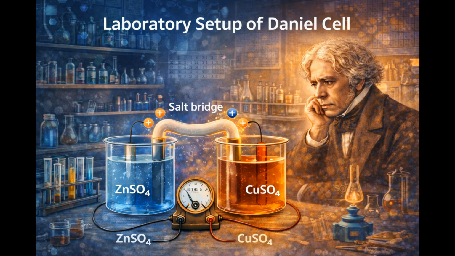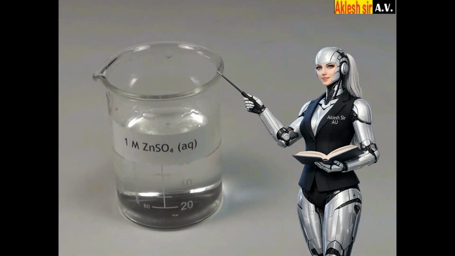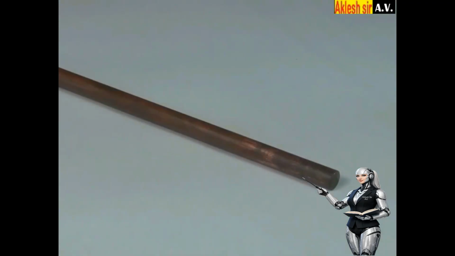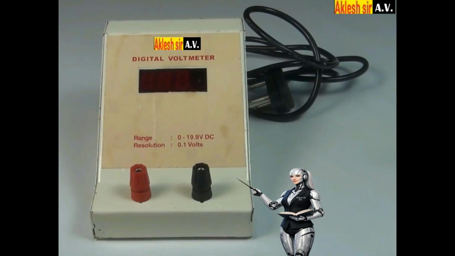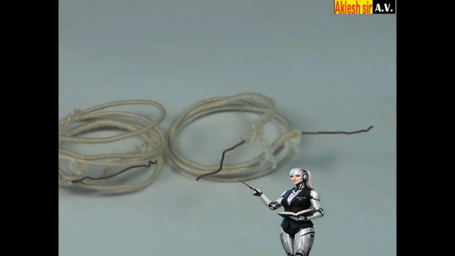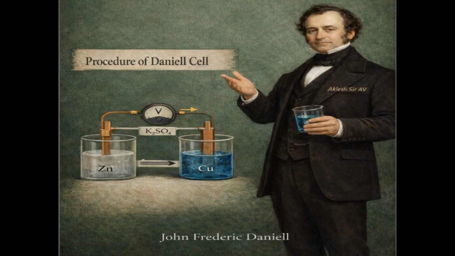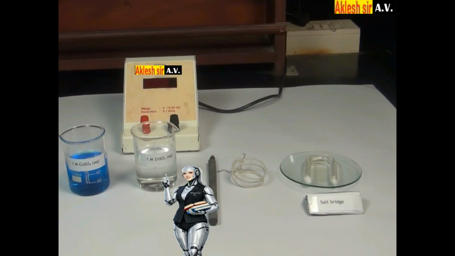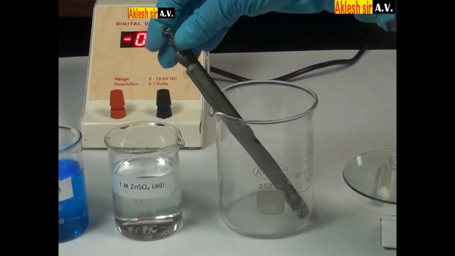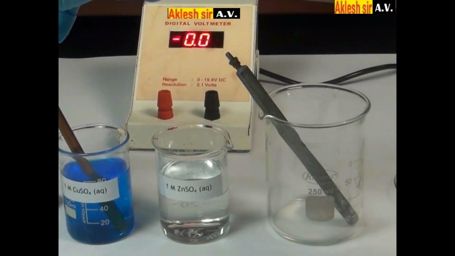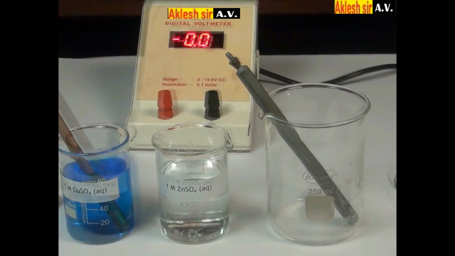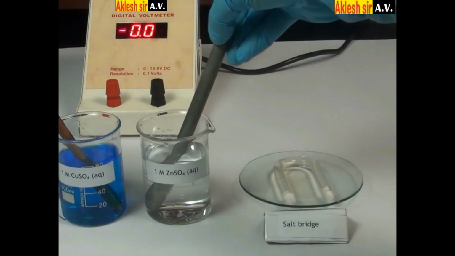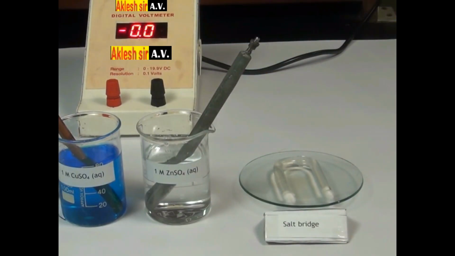Laboratory setup of Daniel cell. Zinc sulfate solution, copper sulfate solution, zinc rod, copper rod, digital voltmeter, salt bridge and connecting wires. Take 1 molar copper sulfate solution in a clean beaker and 1 molar zinc sulfate solution in another beaker. Take a clean copper rod and dip it into the beaker containing 1 molar copper sulfate solution. Similarly, take a clean zinc rod and dip it into another beaker containing 1 molar zinc sulfate solution.